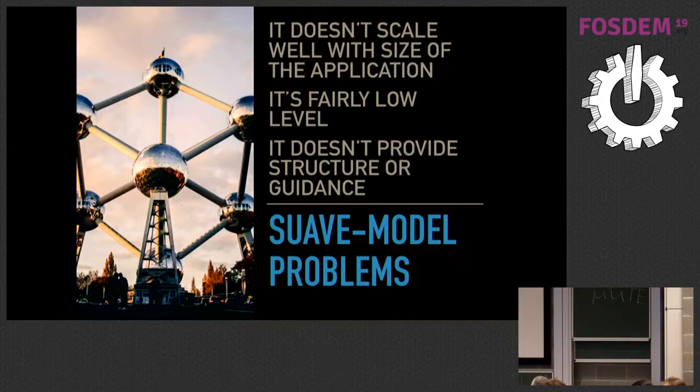You can imagine that this decision tree is massive. It is fairly low level, so you need to check everything manually, do all checks on your own in code. And it doesn't provide structure or guidance. What I want to say with that is that because everything is a web part, you can combine those web parts in any possible way that exists. And because of that, it's really easy to make a mistake.